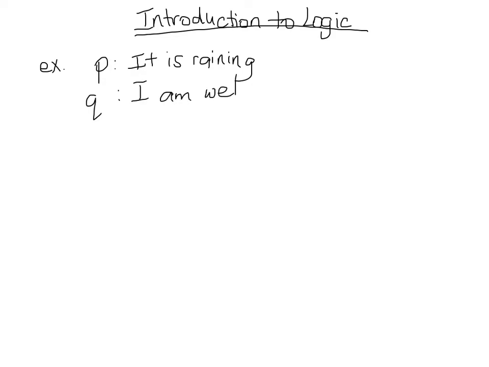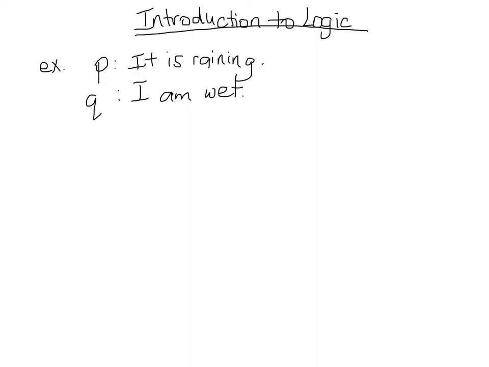We're going to start off with an example. And in our example, we're going to have two statements. We call our statements propositions. And in this case, my first proposition will be, it is raining. And my second proposition will be, I am wet. And again, these are just examples. So it is raining and I am wet are just examples, but P and Q, these lowercase letters, are often used to represent propositions.